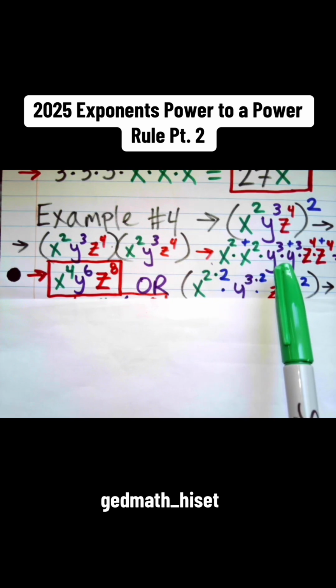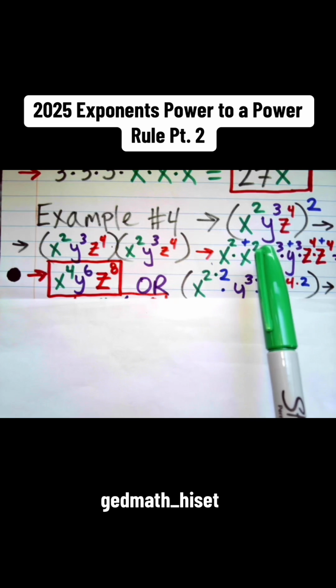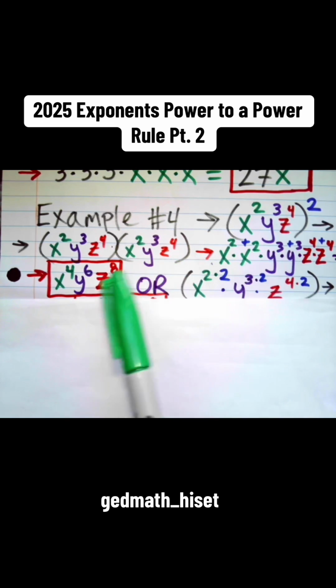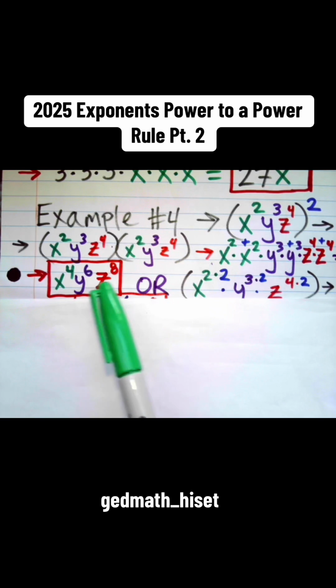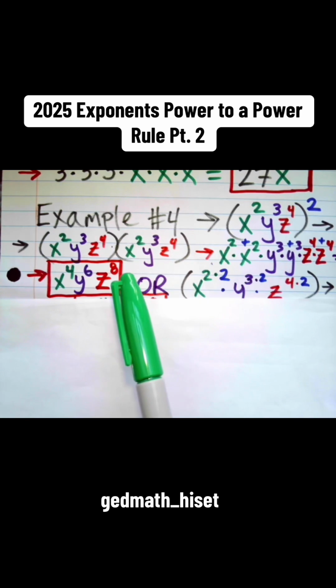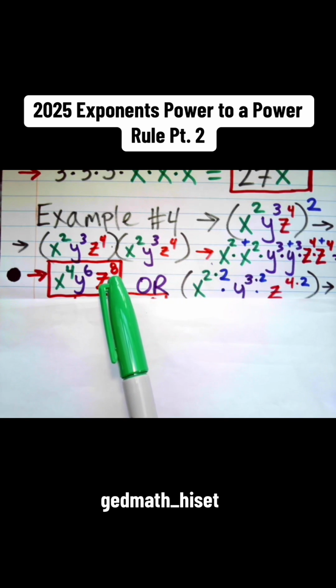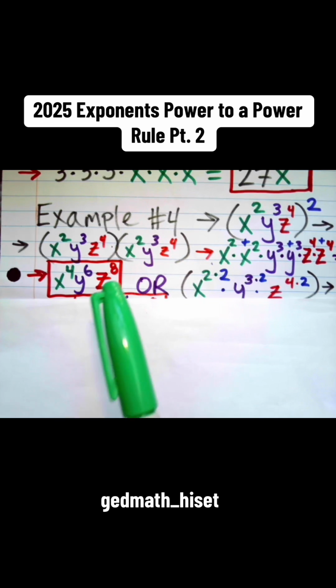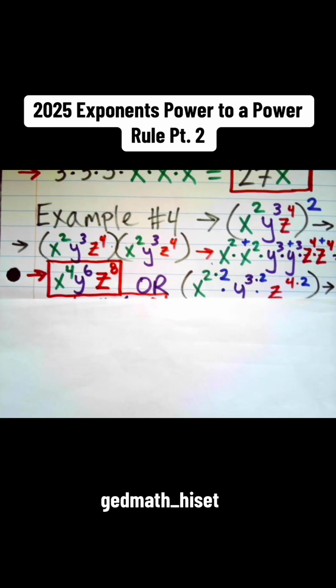Times y cubed times y cubed. Add those exponents. 1y times 1y is y to the sixth power there. Adding those exponents, 1z times 1z is z, adding those exponents is to the 8th power. So simplified, this is x to the 4th, y to the 6th, z to the 8th power.